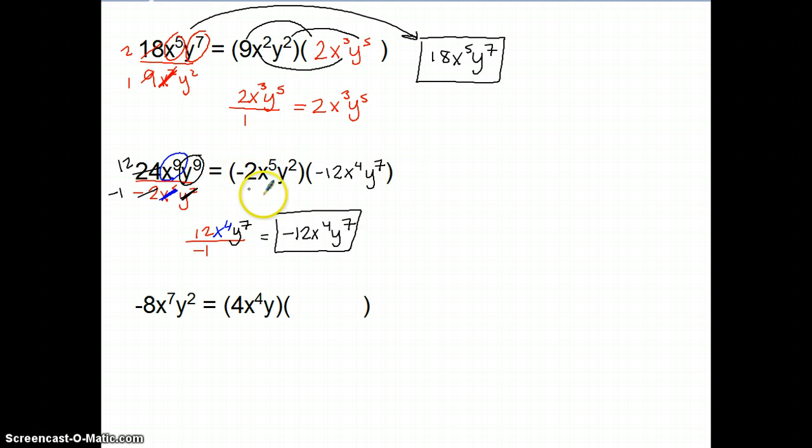When I multiply these two together, I should get what we started with. Negative 2 times 12 is a positive 24. Multiplying my x's, I add the exponents to get x to the 9th. Multiplying my y's, I add the exponents to get y to the 9th. And that is what we started with on the left.